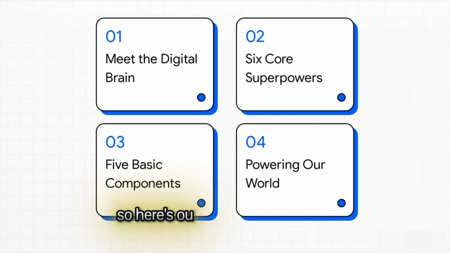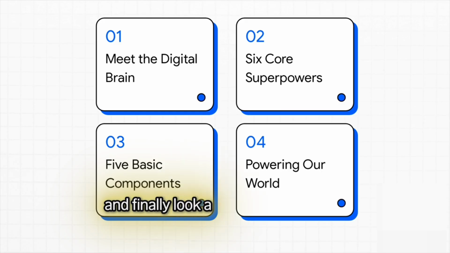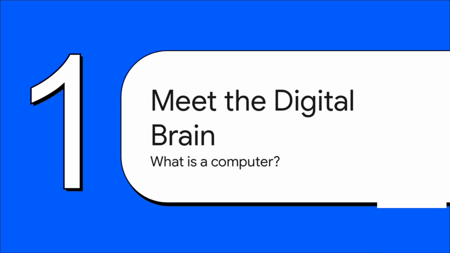Okay, so here's our roadmap for today. First, we'll meet the digital brain, then look at its 6 core superpowers, break down the 5 basic components, and finally, look at how it's powering our world. All right, part 1, meet the digital brain.